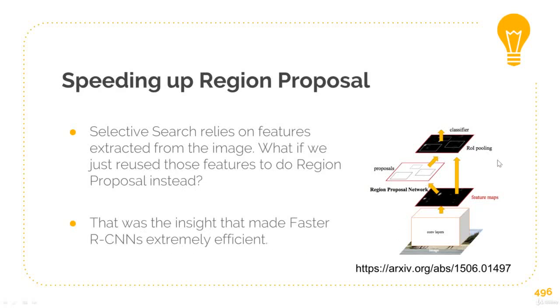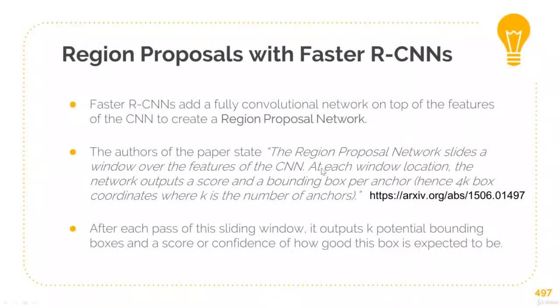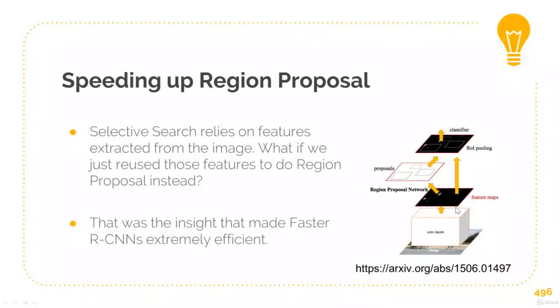You can take a look at the diagram from the paper here. This line here is what is important. What if we reused those features to do region proposal? That is exactly why we don't have to keep using selective search to generate our proposals. So how do we do region proposals with Faster RCNNs? Faster RCNNs add a fully convolutional network on top of the features of the CNN to create a region proposal network. That's what we're seeing here.